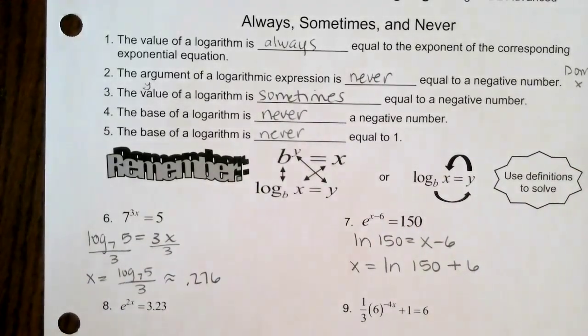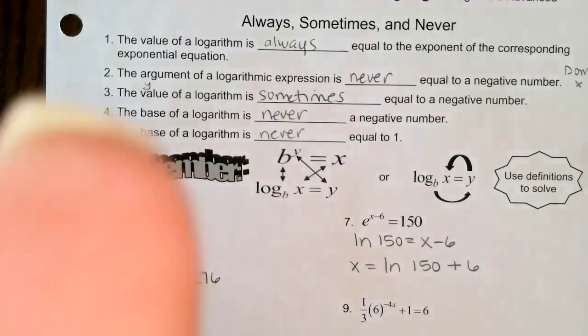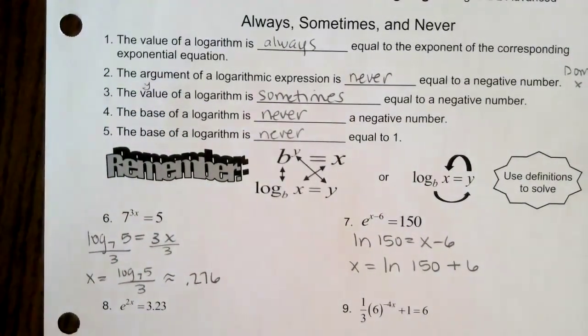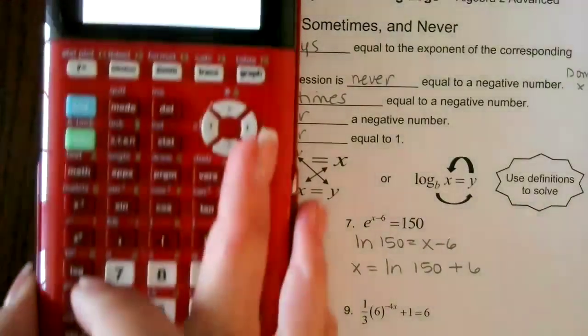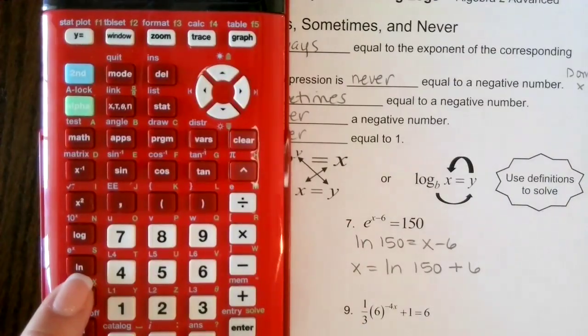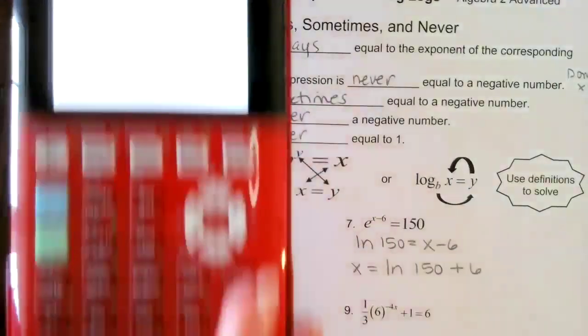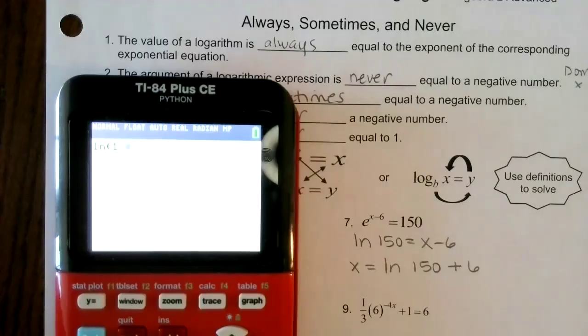Again, that's a perfectly good answer if you don't have a calculator. But if you do have a calculator, you can put that into the calculator. So let's talk about that one. In this case, you would want to use that natural log button there. You could do the alpha window and put in a base of e, but this is so much easier. We hit the natural log button and then 150.